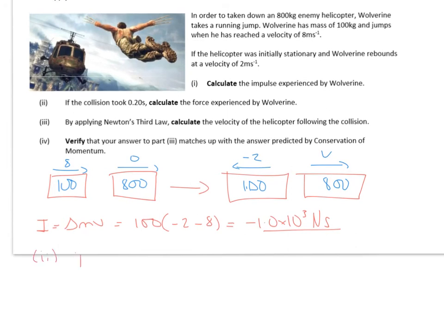Part 2. Force is going to be the impulse divided by the time taken. So -1.0 times 10 to the 3 divided by 0.2. So it's essentially times by 5. So it's going to be -5.0 times 10 to the 3 newtons. There.